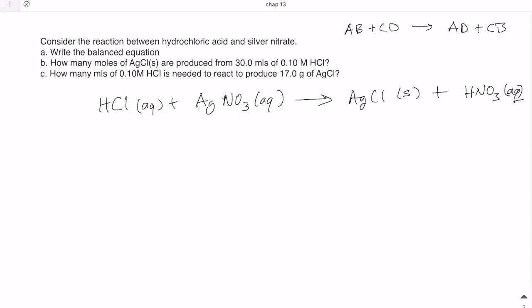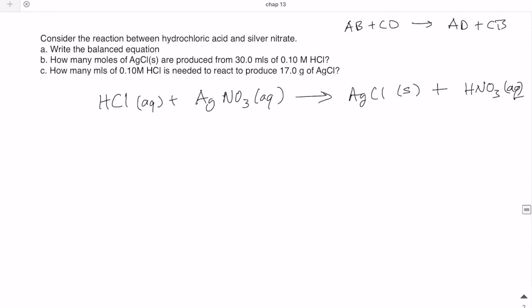I'm going to take a look at question B, where it says how many moles of AgCl is produced from 30 milliliters of 0.1 molar HCl. So if we have 30 milliliters and 0.1 molar of that reactant. So implicit in that question is the assumption that your silver nitrate must be your excess reactant and your HCl must be your limiting reactant, because they don't provide any additional information. To make that kind of calculation to get the number of moles of the product, you need to convert the HCl into number of moles first.